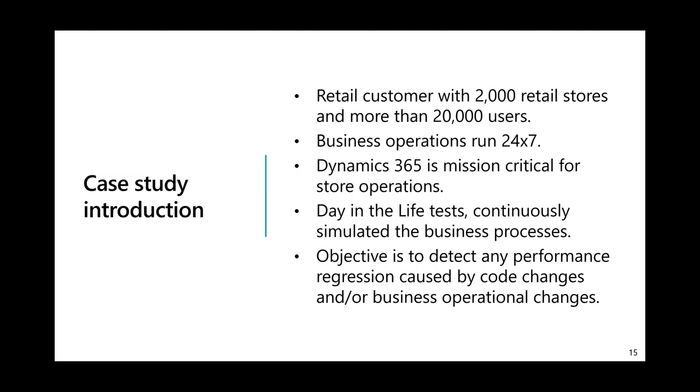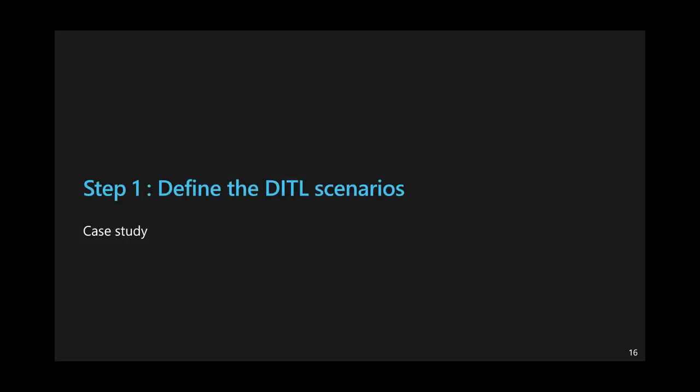And the critical objective is trying to detect any performance regression when there is a code change, operation change, or business operation change. So the first step, we need to define the day in the life testing scenario, which we talked about in the previous slide.